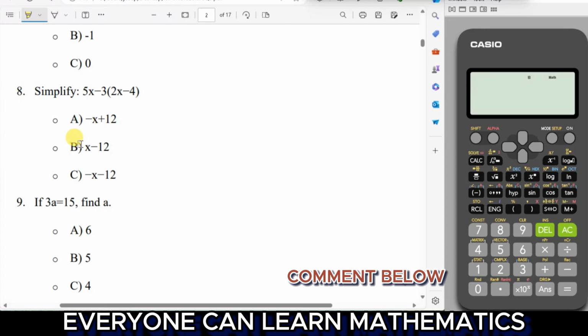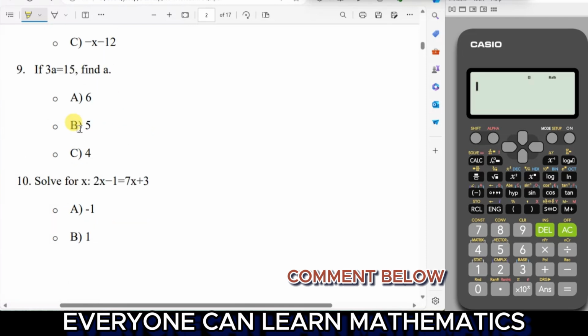Now, question 8 says simplify 5x minus 3 in the bracket 2x minus 4. So in dealing with this math, you have to first expand the bracket. All right. So you take -3 times 2x, that will give you -6x. And -3 times -4 will give you +12. All right. So 5x minus 6x will give you -x plus 12. So our correct answer is going to be A, right?